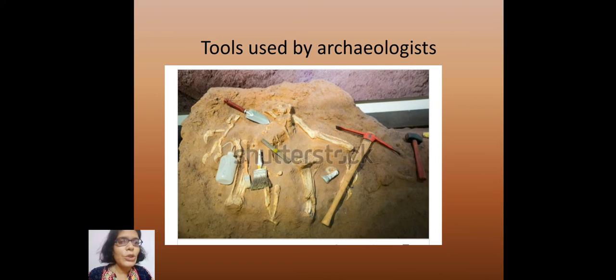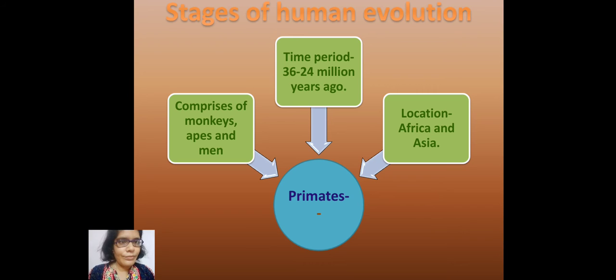Now these are the tools used by the archaeologists. Some are known to us, some are unknown. And besides these, several other tools are there. Now let's come to the main area: stages of human evolution. Now we know that one by one the animals started taking birth in this world. Amphibians, reptiles, birds. Like this the groups started taking birth.